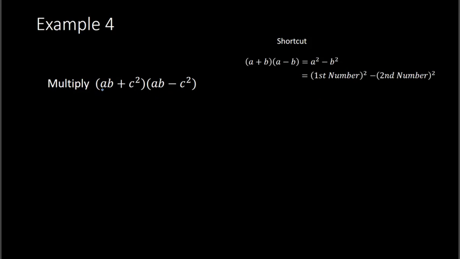I take the first number and then square it. So ab, and I square that, minus the second number squared. So c squared squared.